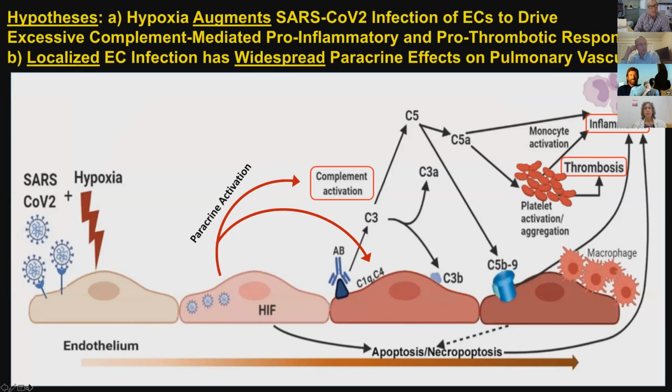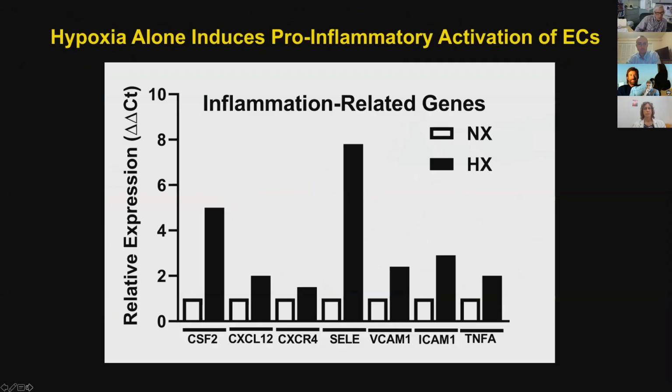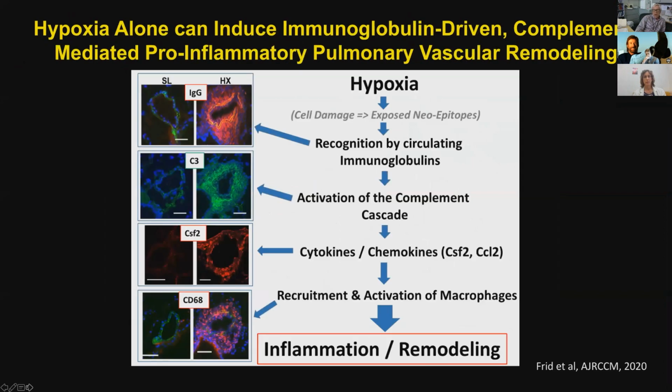So this led to our hypothesis that actually it's possible that hypoxia is enhancing or augmenting COVID infection to drive the excessive disease process that we see, and that the localized EC infection through the effects of hypoxia can have widespread paracrine effects on the pulmonary vasculature. So we've demonstrated previously that hypoxia alone can actually induce many of the same factors that have been associated with the activation syndrome observed in COVID-19, including CSF2, VCAM1, ICAM, that could do these things.